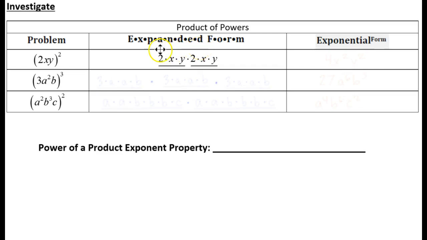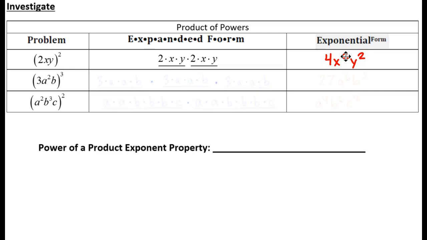Remember, you add the exponents. The base stays the same. So this is 2 times 2, which gives you 4. 2 x's, so that's x squared. 2 y's, so that's y squared. So your final answer here should be 4x squared, y squared.